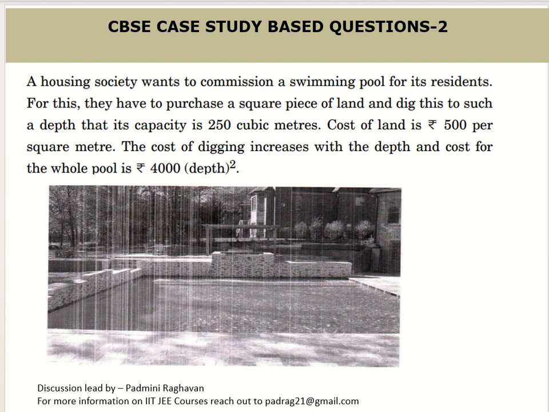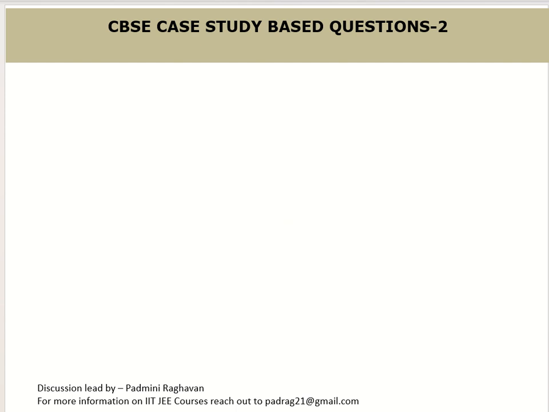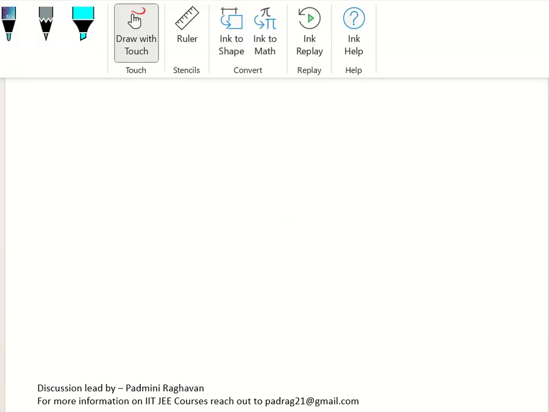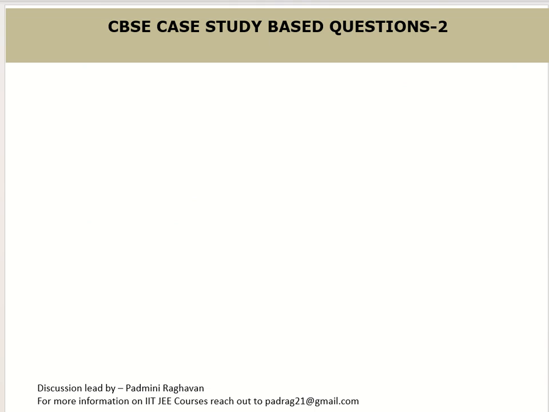The land must be a square piece of land. So the capacity of the swimming pool should be 250 cubic meters. So let's make equations using that. The volume of the swimming pool is, and he is asking us to take the side of the square as x and the depth as h. So my first equation will be x square into h, which is nothing but the volume of the swimming pool, which is going to be 250 cubic meters. So this is given data.